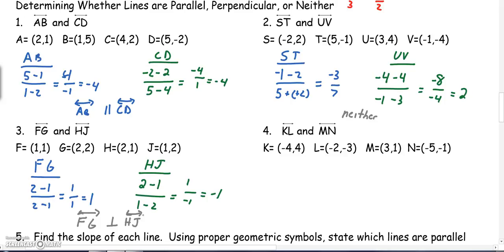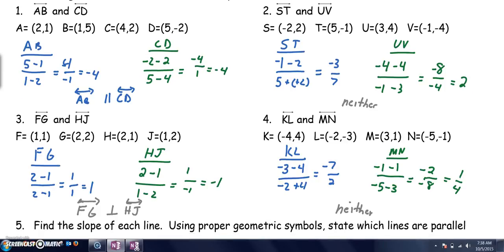Try number 4 on your own while you pause this video. For number 4, you should have got a slope for KL of -7 over 2, and for MN, +1/4. Those are not the same slope, and they are not opposite reciprocals, so it is neither.